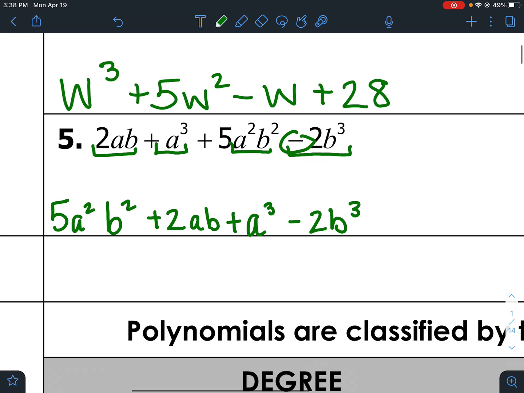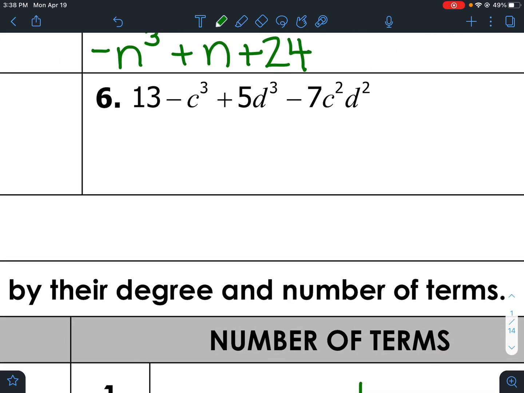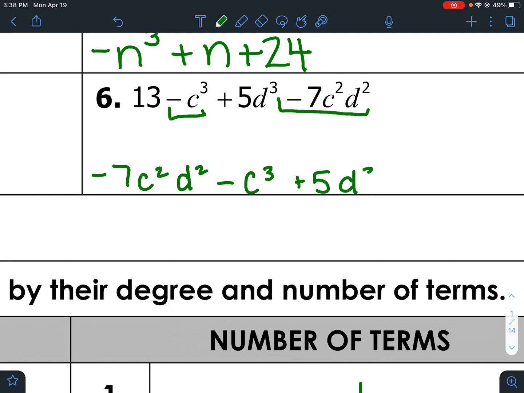Let's try another example like number 5. Okay, so again, I'm going to do my combined ones first. So that's negative 7c squared d squared. Now I'm moving alphabetical. C first. Make sure you bring that negative sign. Plus 5d to the third power. And then obviously 13 is going to come last because it has no variable, meaning it's to the 0 power.